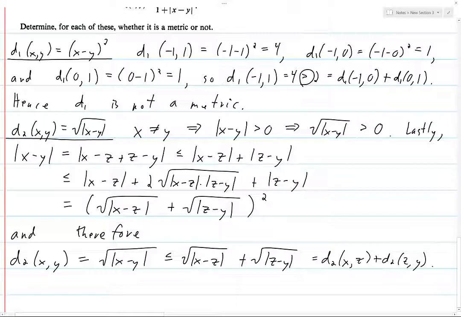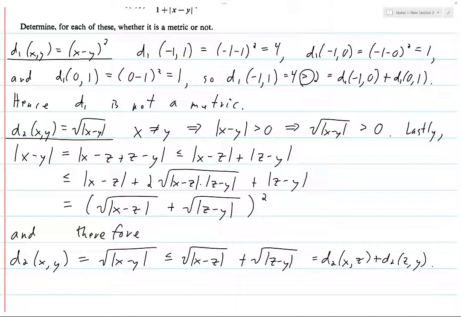And therefore, d2 is a metric. Now, this is sort of a black magic proof, because if you're going through this exercise on your own and trying to figure out how to prove that d2 satisfies the triangle inequality, you're not going to pull this 2 square root of norm x minus z times norm z minus y out of thin air. You're not going to do that.